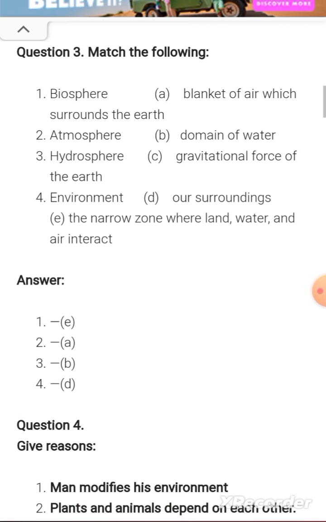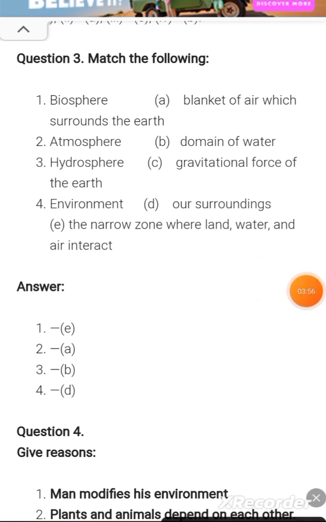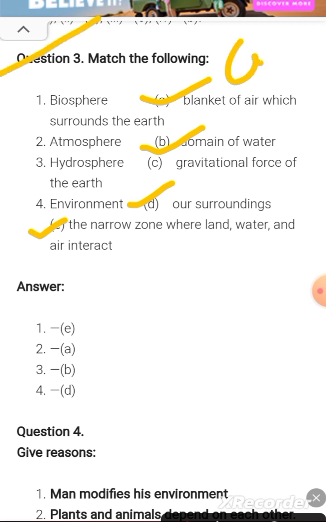Let's move on. Third question, that is, match the following. So the first is biosphere, surround the earth. So the answer is E. The narrow zone where land, water, air interact with each other is called a biosphere. Atmosphere, blanket of the air. Hydrosphere, domain of the water. Then environment, surroundings. Now the third question is also completed.